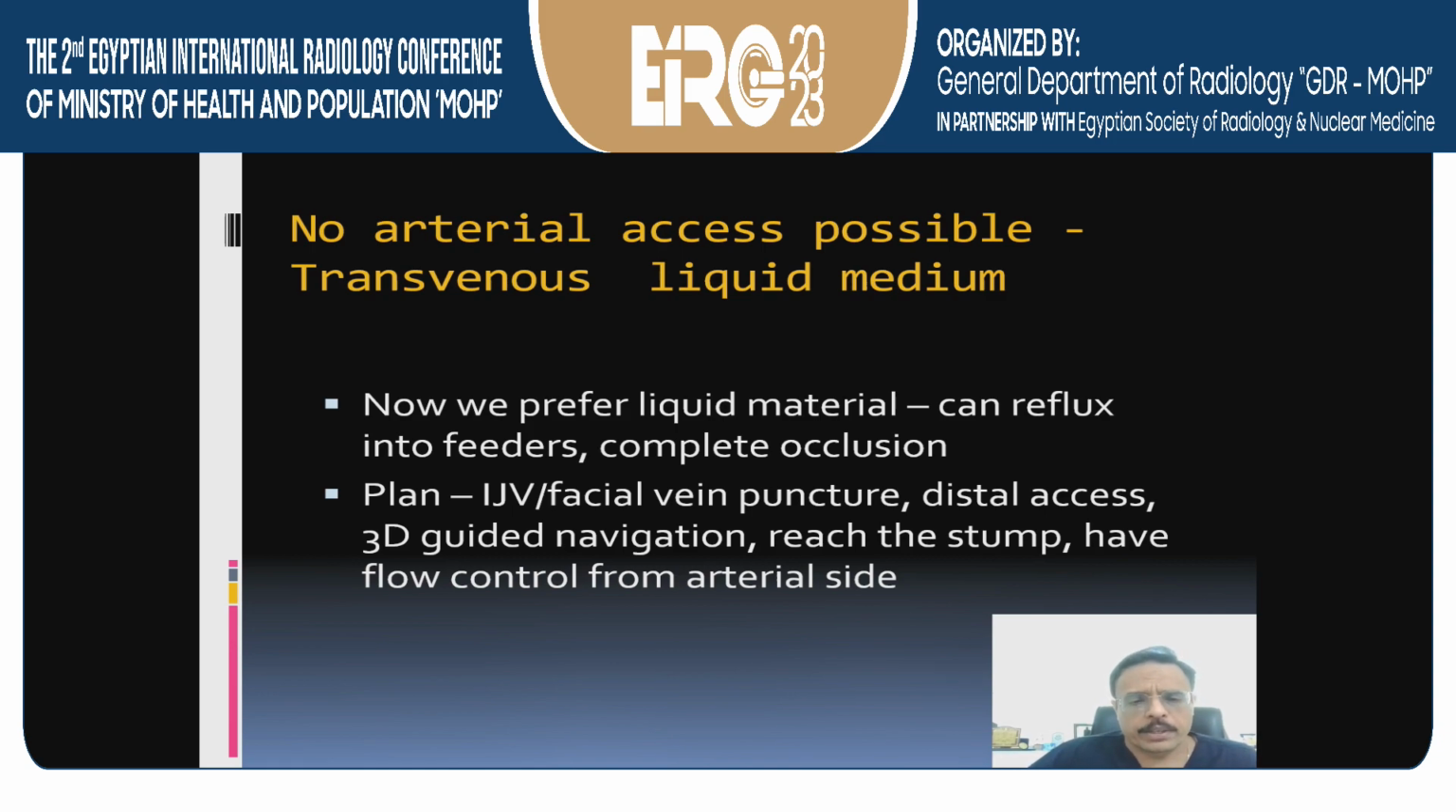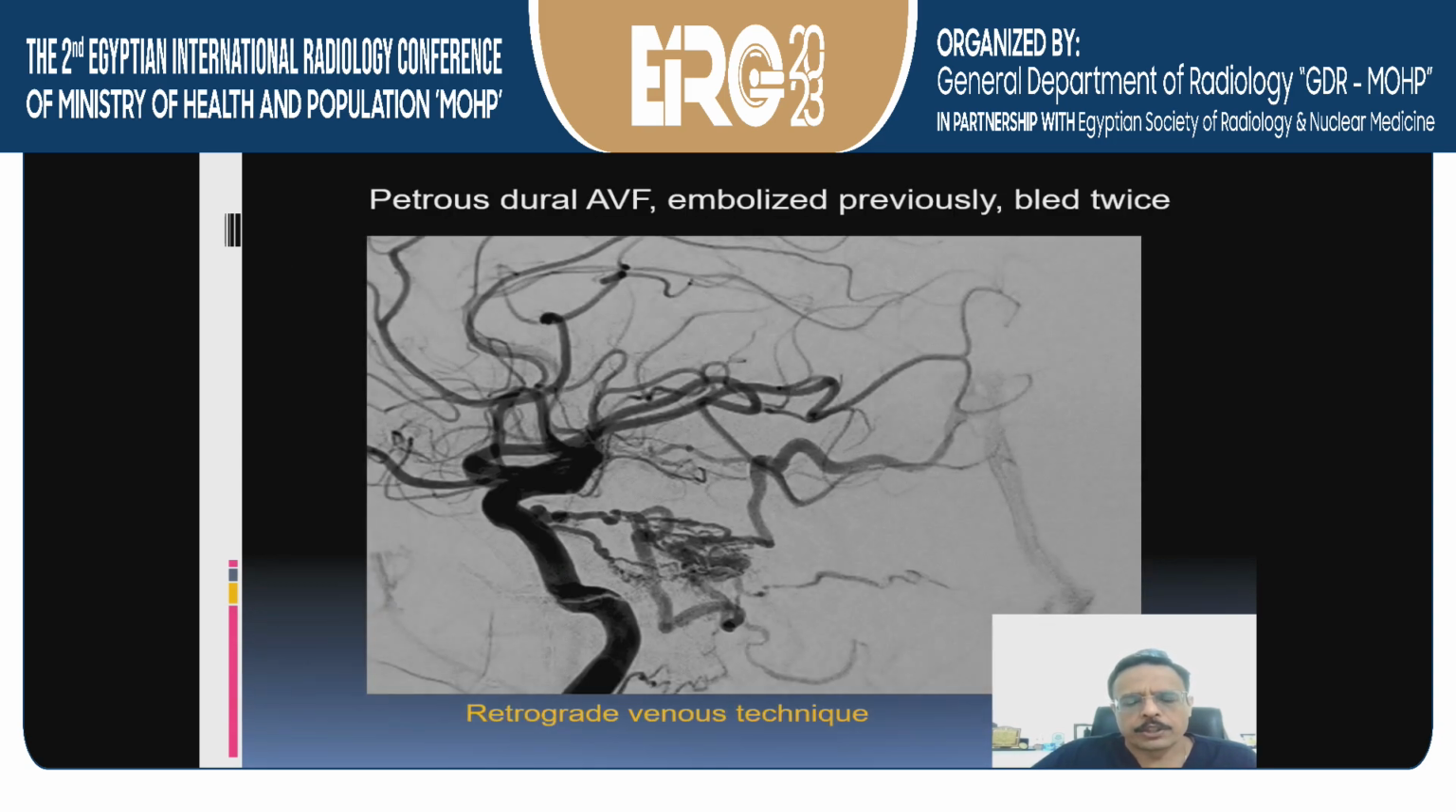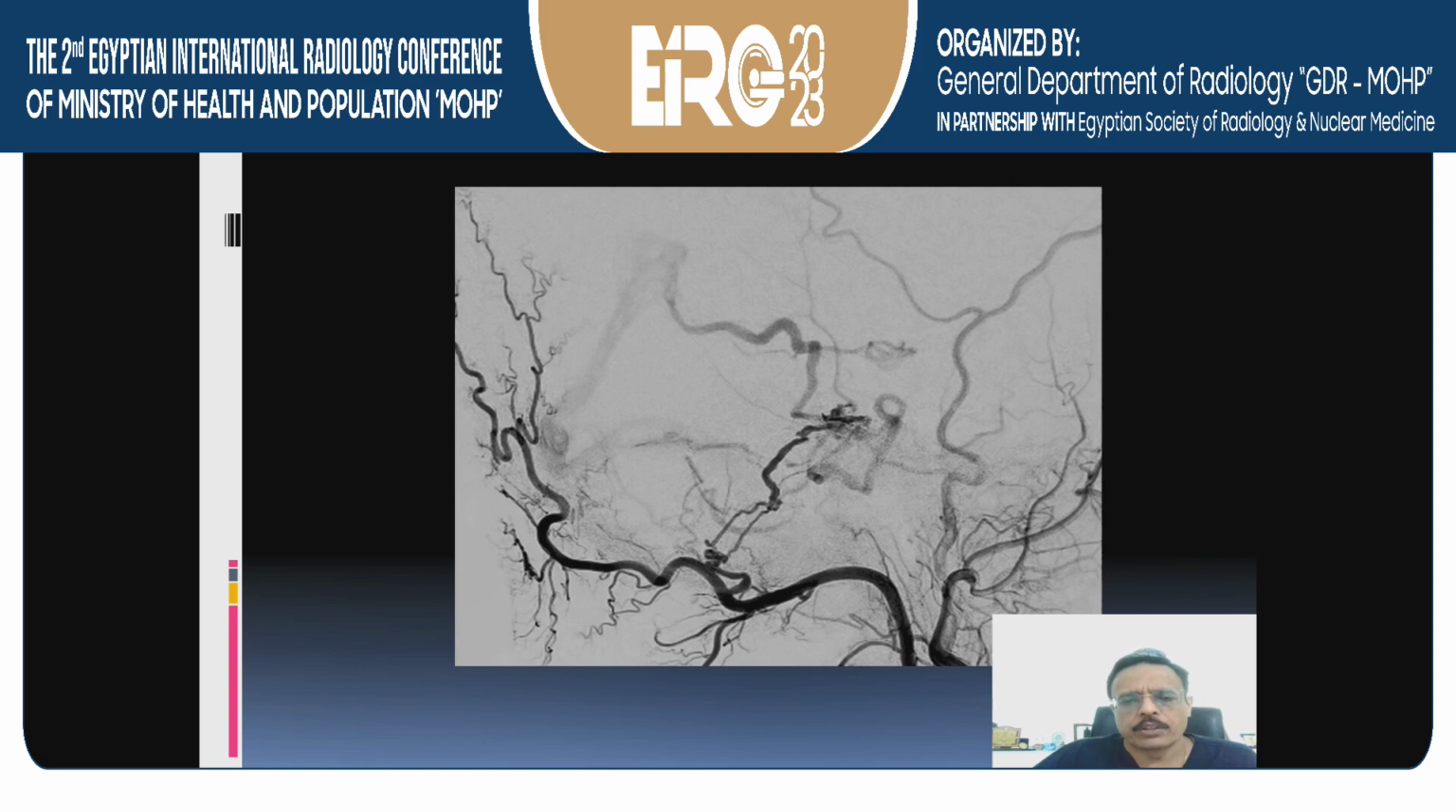If no good arterial access is possible, then you can go transvenous as well. Previously, we used to use coils, but those catheters are not so easy. So nowadays, we like liquid material, which we can use. Like this patient, dural AVF, again at the petrous area, multiple small ICA feeders. The ECA feeders have been embolized, long cortical draining vein, no good feeders here.